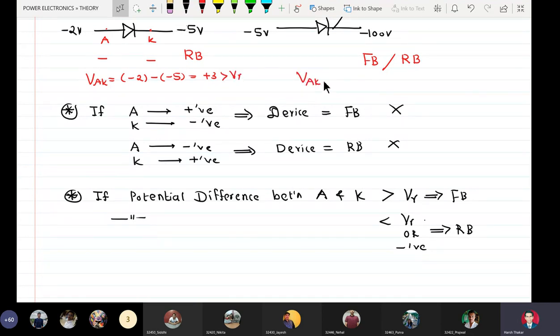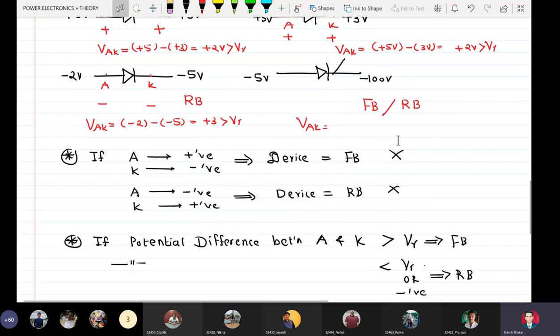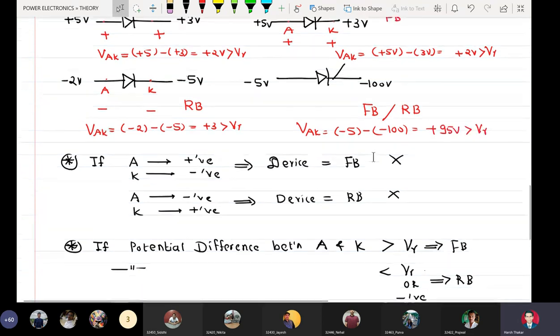Same thing here. What is VAK here? The difference is more. VAK is equal to minus 5 minus minus 100 equal to plus 95 volts. Surely greater than VK. Okay.